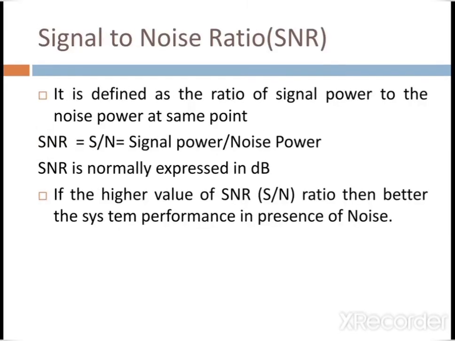Then next topic, signal to noise ratio, that means SNR. It is defined as the ratio of signal power to noise power at the same point. Then SNR is equal to S divided by N, that means signal power divided by noise power. SNR is normally expressed in dB, that means decibel. This is normally defined in terms of voltage and in terms of power. The higher the value of SNR, the better the system performance in the presence of noise.